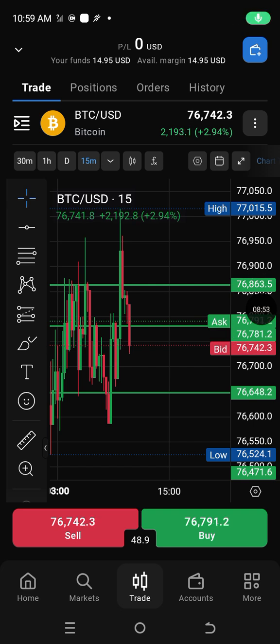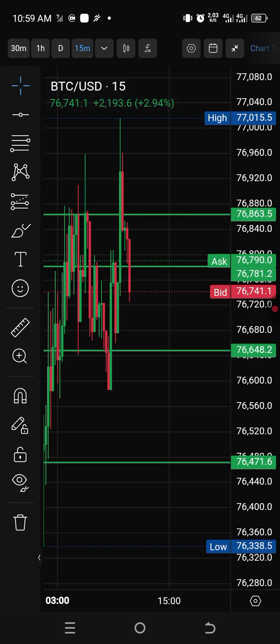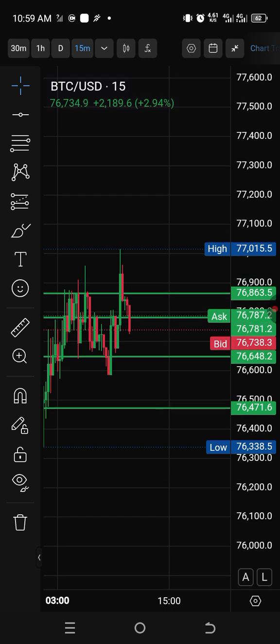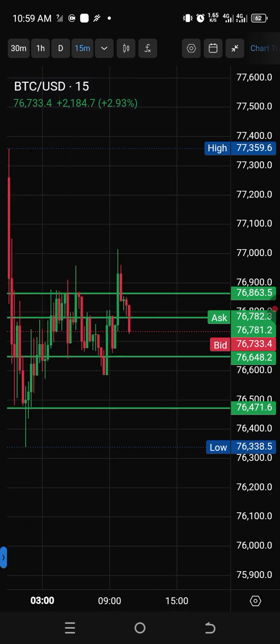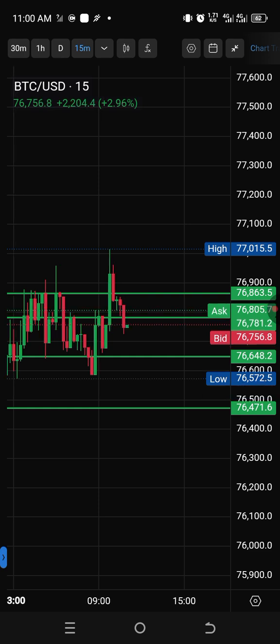Right, so this is how it will look like. We are now in between. Let me enlarge so that you can see. So this is how we will be trading. Basically we're going to wait for a structure. Now I can't do anything because there's no structure. So let's see what the new candle will do.